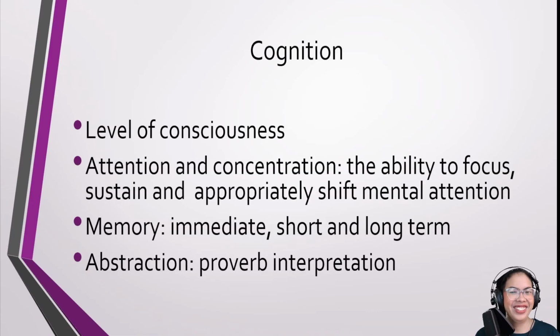So, cognition. During the levels of consciousness, we discussed orientation times 3. Here we assess attention and concentration, meaning the ability to focus, sustain, and appropriately shift mental attention. There is a way to measure attention and concentration; I will discuss it later. Memory: immediate, short-term, or long-term. We measure that too. Abstraction: how they interpret, for example, a proverb. You give a proverb or saying to be interpreted, for example, "Time is gold."